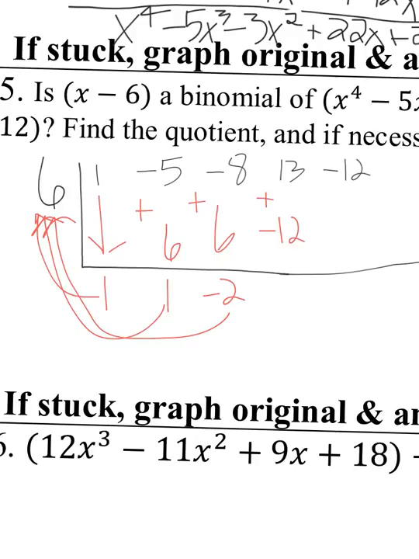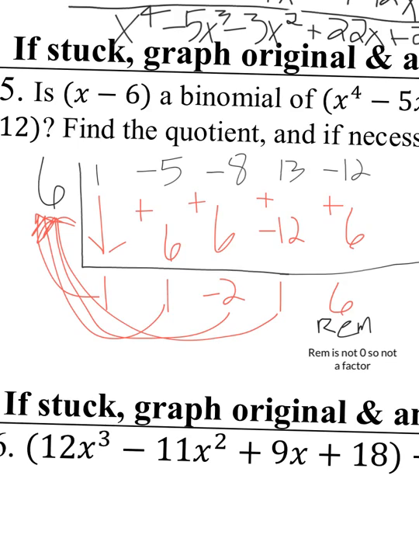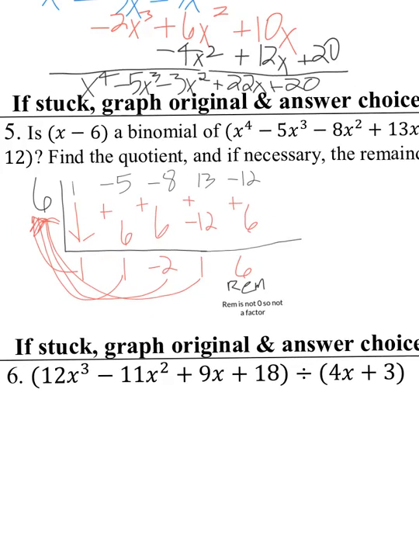So I'll add that with a 13, and that's a +1. And 1 times 6 is +6. So -12 plus 6 is 6. So the last number is my remainder. And so since the remainder is not 0, it's not a factor. Okay, but other than that, I still want you to write the quotient.